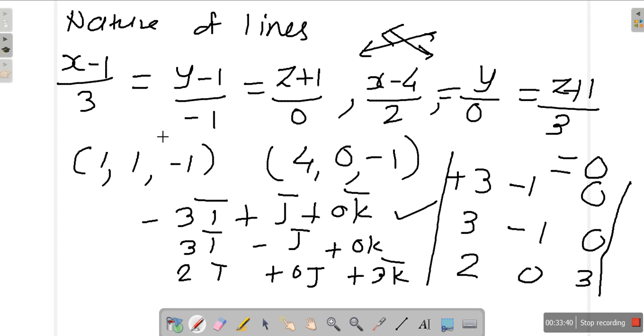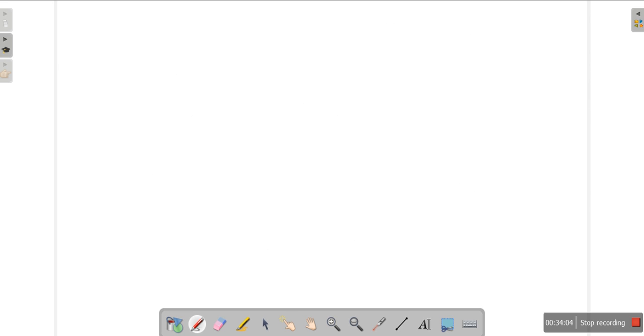This is one vector. This is the second vector. 3, minus 1, 0 is the second vector. 2, 0, 3 is the third vector. If the determinant of these three is 0, then the lines are coplanar. Coplanar lines are either parallel or intersecting. We have already proved that they are not parallel. It means they are intersecting. So the nature of these lines is that they are intersecting lines.